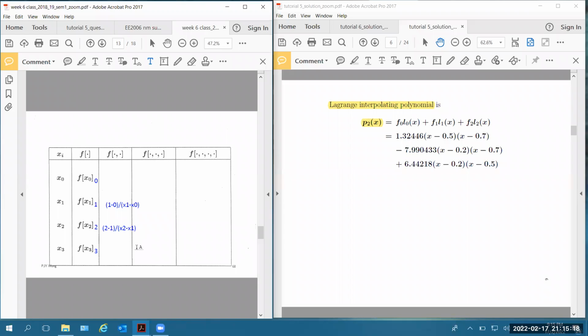Then how about you tell me what is this? How to write down this? Yeah, class, how to write this there? What is the numerator? 3 minus 2. Okay, meaning that this number minus this number. And then over what? x3 minus x2. Yeah, that's right. So you see, it's actually quite easy to write down these values.